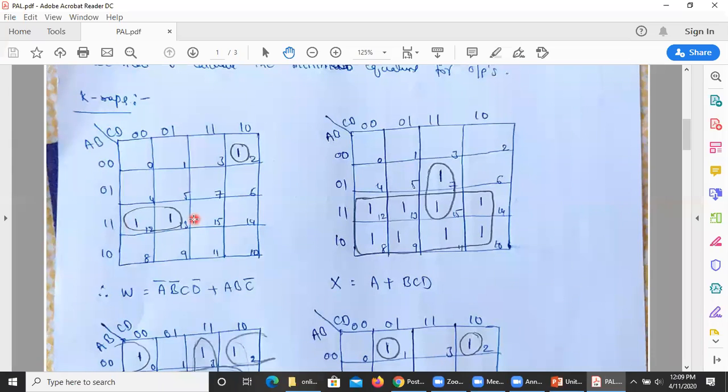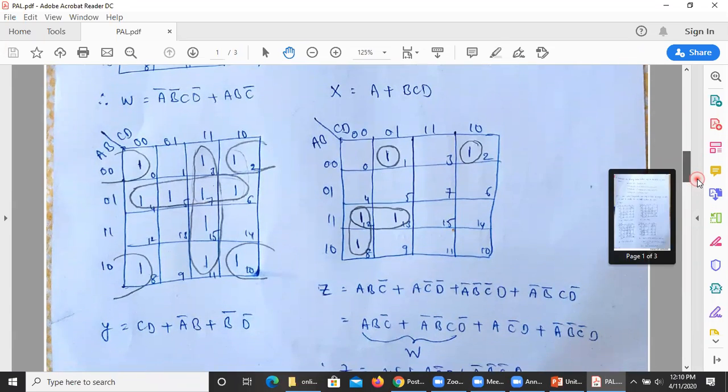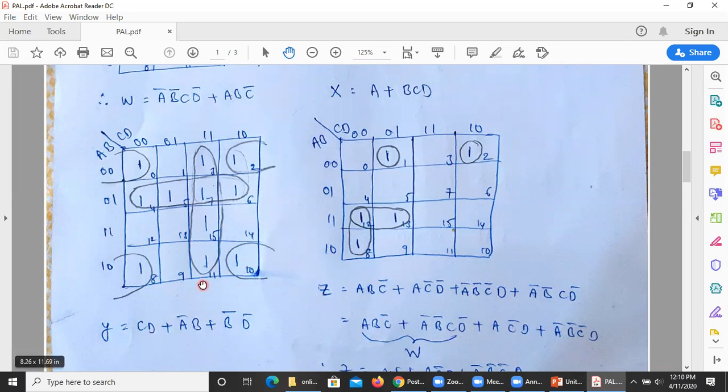So W contains 3 minterms, 2, 12, 13. Here we are having a pair and an isolated cell. Due to that, W becomes A bar B bar C D bar plus A B C bar. Like that, X contains an octet and also a pair, so A plus B C D. In the same way, Y is having 4 quads, so CD plus A bar B plus B bar D bar.